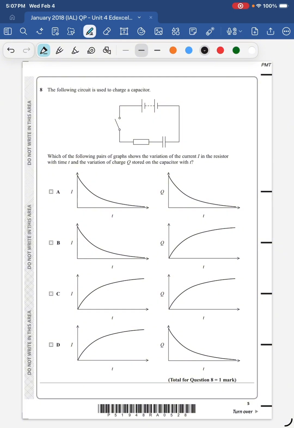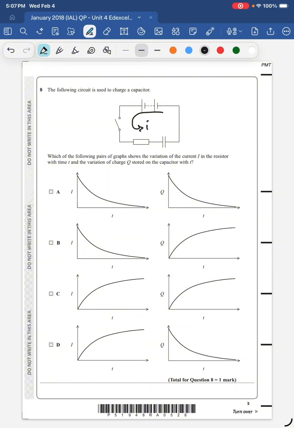Question 8 now. The following circuit is used to charge a capacitor. Which of the following pairs of graphs shows the variation of the current I in the resistor with time t and the variation of charge Q stored in the capacitor with t? Okay, so when we close the switch, a current runs through this circuit, okay? So that's the current. So the current I in the resistor, in the beginning, the current will be maximum, right?